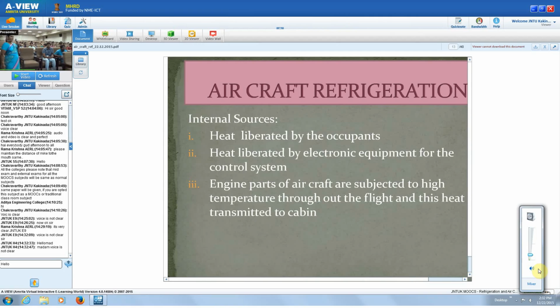So this aircraft also has a compressor, then a combustion chamber, and then a turbine. Due to all these engine parts, the aircraft is subjected to high temperature, and that is to be removed for comfort air conditioning.